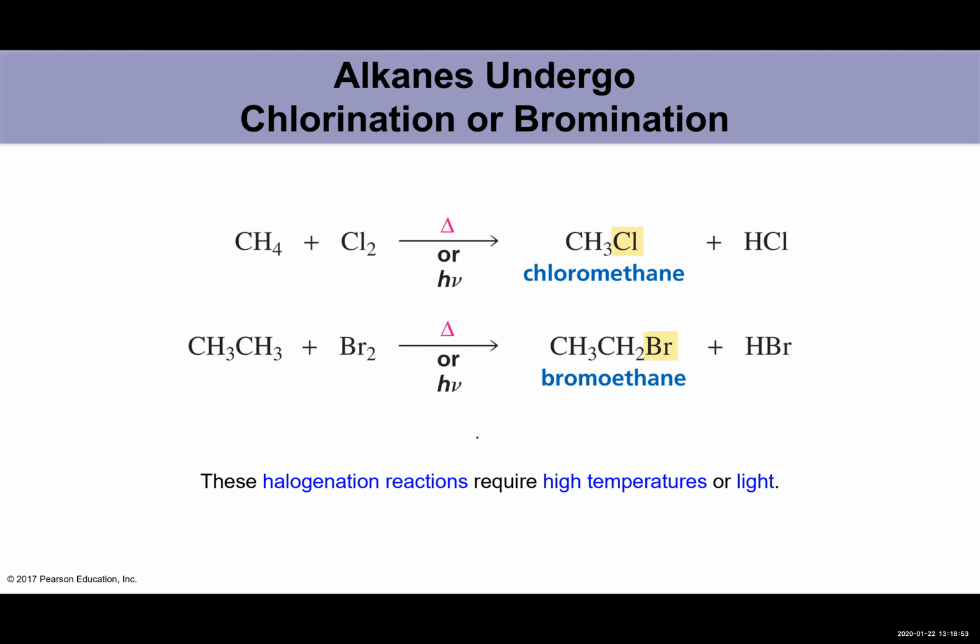So this would be an example of a halogenation reaction. You can use heat or light, right? Heat or light, and you'll get chloromethane and then HCl. And then you can use heat or light and then bromine, and you get bromoethane and HBr. High temperatures or light. So the light doesn't have to be super intense, but it does have to be in sort of the ultraviolet range. So it has to be relatively high energy light. But the halogen reactions all require some sort of heat or light.